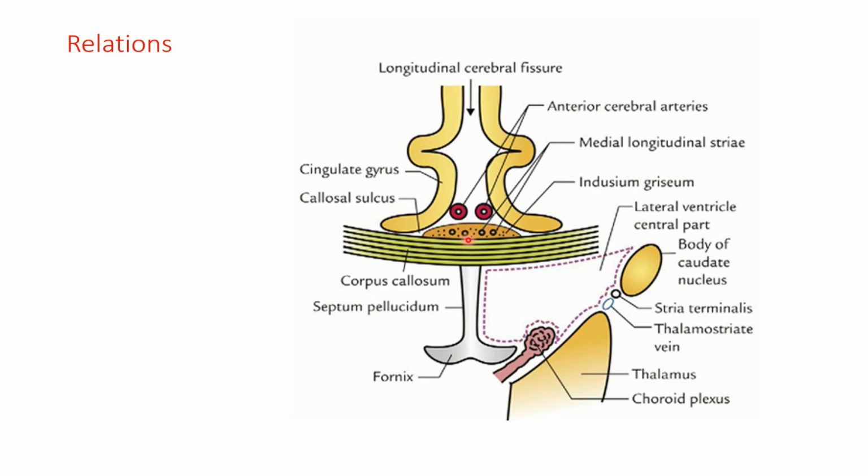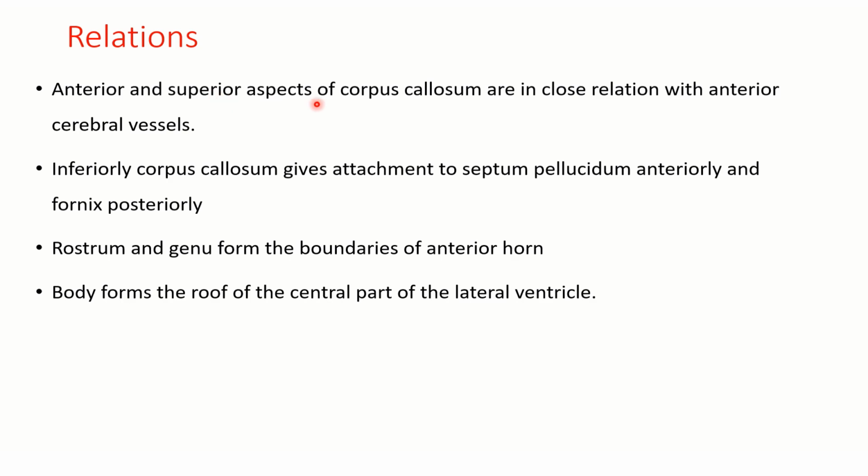You can see here, this is the dorsum of the corpus callosum showing indusium griseum and the medial and lateral longitudinal striae. You can also see the anterior cerebral arteries overlying it. Anterior and superior aspects of the corpus callosum are in close relation with anterior cerebral vessels. Inferiorly, corpus callosum gives attachment to septum pellucidum anteriorly and fornix posteriorly, which I have already shown in the diagram. The rostrum and genu form the boundaries of the anterior horn, whereas the body forms the roof of the central part of the lateral ventricle.